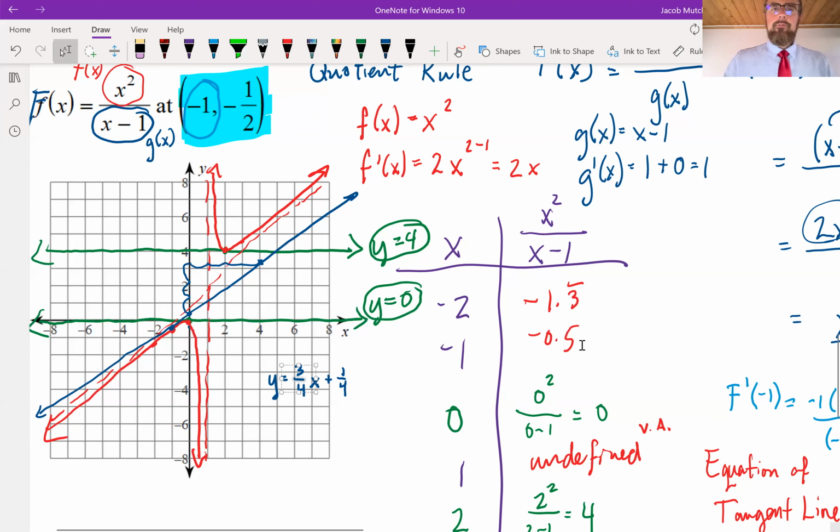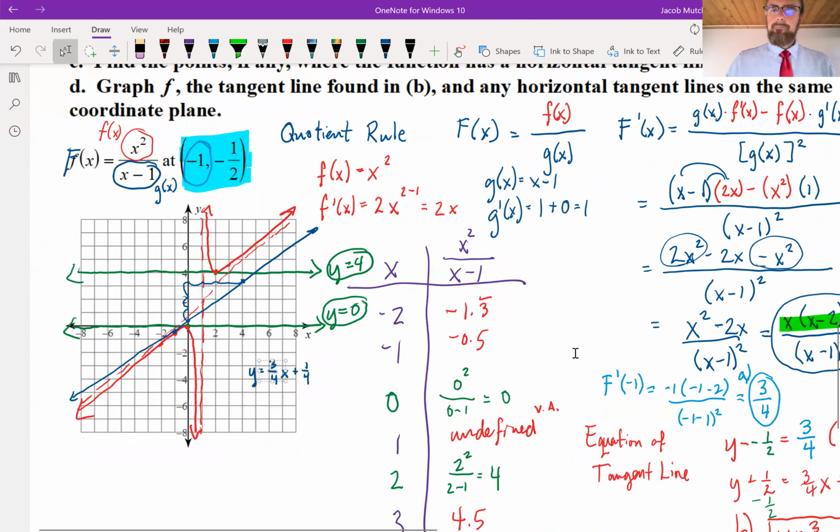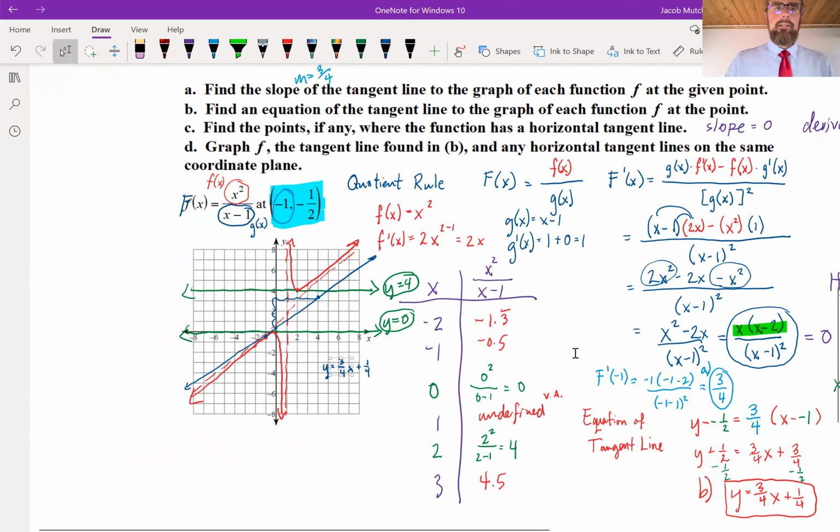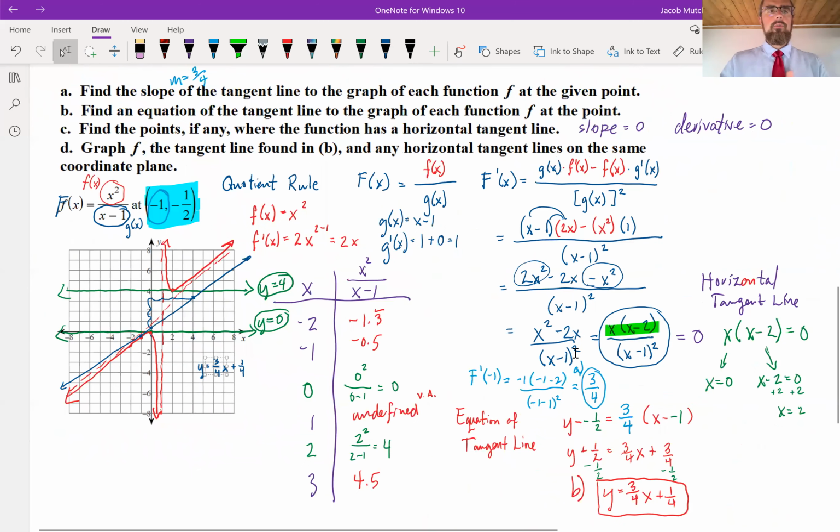So thank you for joining for this investigation of differentiating using the quotient rule and using that to find any horizontal tangent lines, as well as the slope and the equation of a tangent line at a given point. So I'll let you go work on differentiating your quotient functions. Thank you for joining. See you soon.